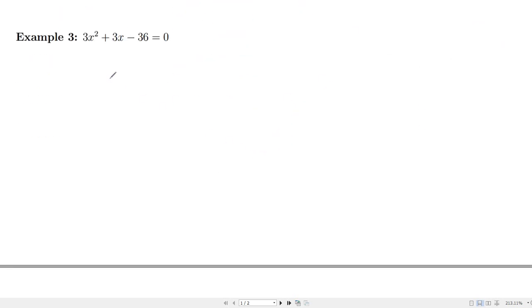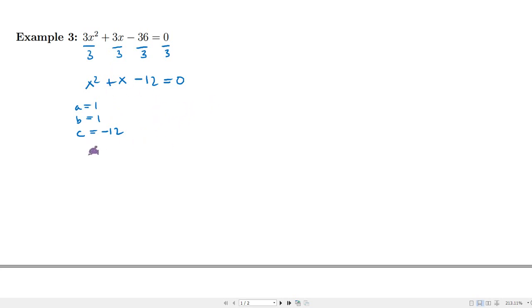Okay, next problem, we have 3x squared plus 3x minus 36. Notice again we have a common factor of 3 here, so we could divide everything by 3, and that will definitely make things simpler. So we'll get x squared plus x minus 12, right? Okay, and this is definitely simpler, right? Because now a is 1 and b is 1, whereas before it would have been 3 and 3, and who wants to deal with that if you can make it simpler, right?